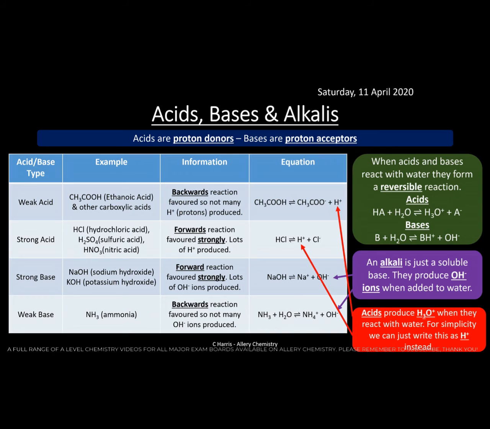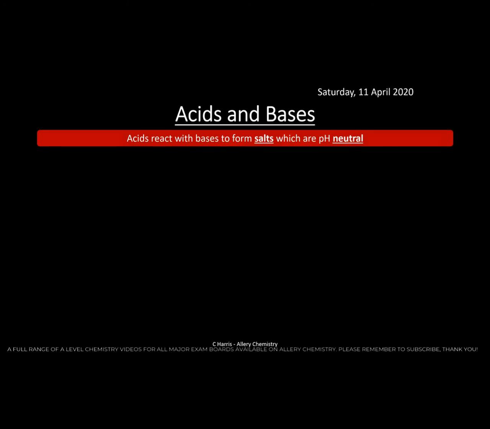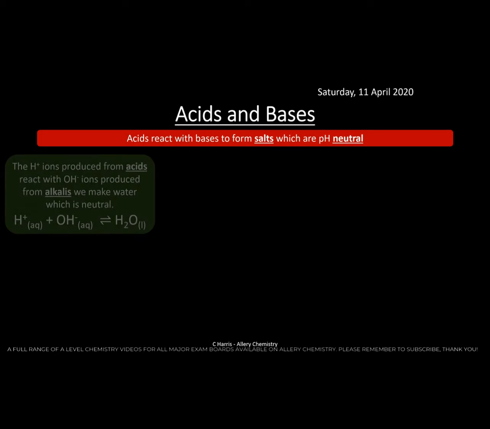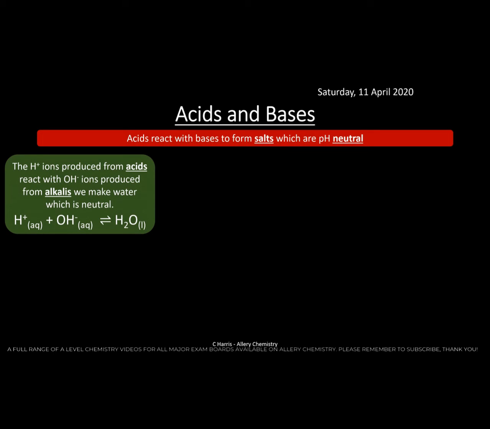Okay. So these are all the two different types. You've got acids and bases, and obviously how they're broken down too as well. Okay, so acids react with bases to form salts, and they're pH neutral. So you'll know this from GCSE. You'd have definitely done these reactions. So the H plus ions that are produced from acids, they can react with the OH minus ions produced from alkalis, and when we react these two together, we form water, which is neutral.